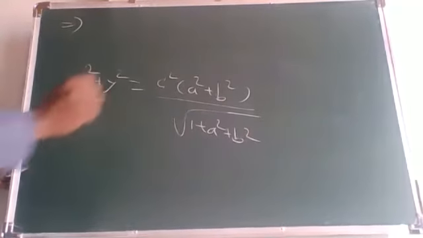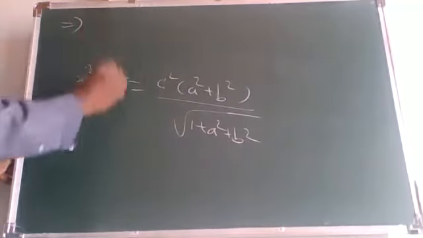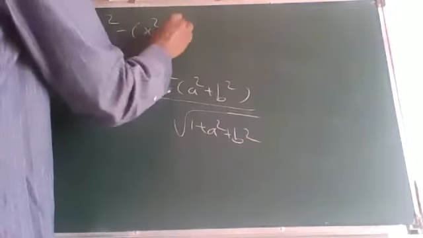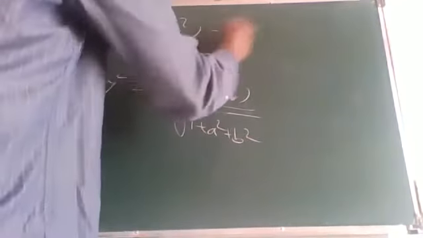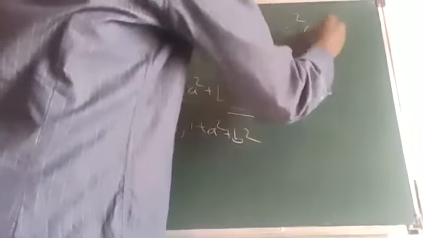Take minus on both the sides and add plus c square on both the sides. I am writing this by using this equation. c square minus inside the bracket x square plus y square is equal to c square minus c square inside the bracket a square plus b square divided by 1 plus a square plus b square.